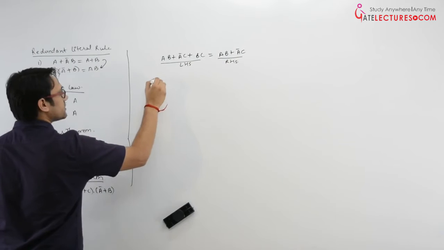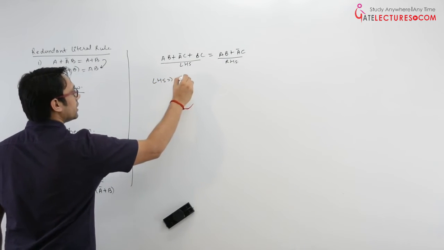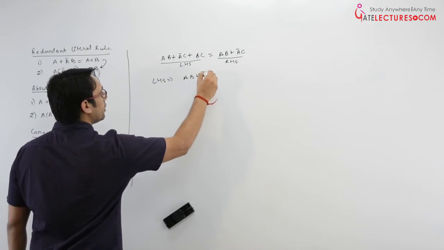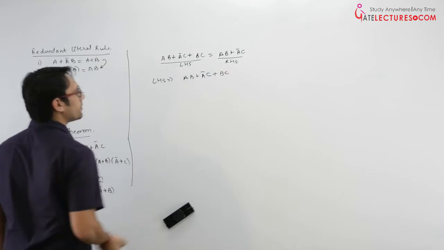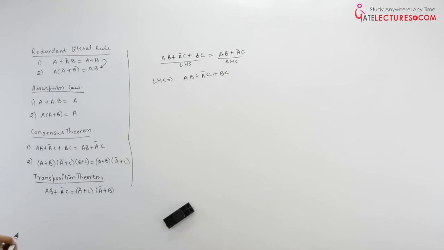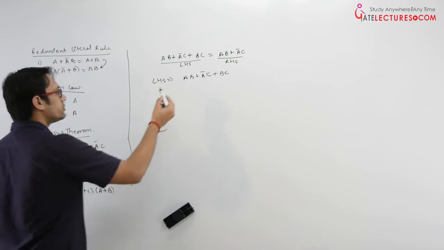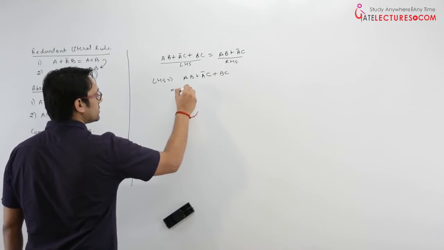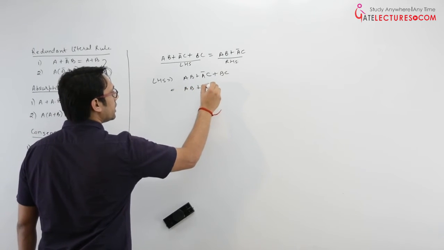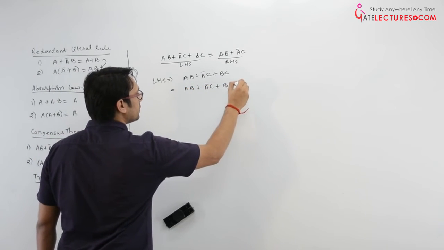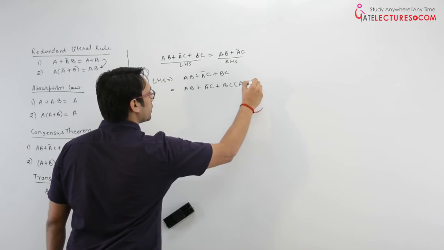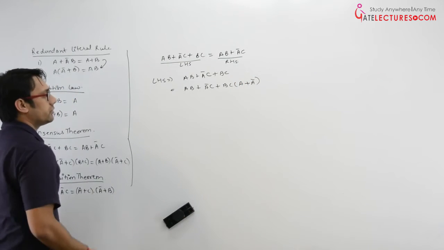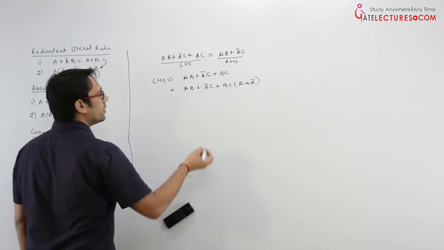Now let us take the LHS. This is the left hand side. So it is AB plus A complement C plus BC, right? So how can you prove it? We have to make this left hand side equal to right hand side. So you can say it is AB plus A complement C plus BC dot (A plus A complement), which is equal to 1, right? It is very simple to understand. Why am I doing this?